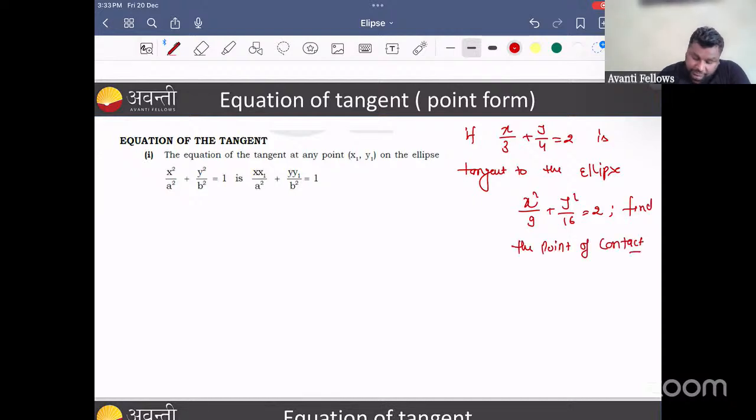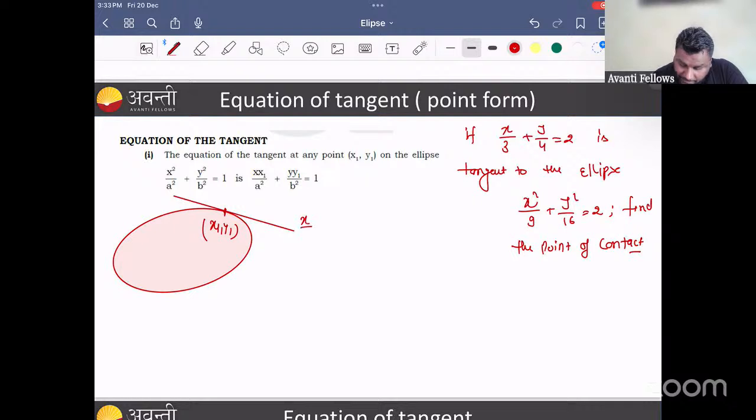So what will you do? See, this is the ellipse. Now on this ellipse, there is a point x1, y1. And at this x1, y1, the tangent is x upon 3 plus y upon 4 equals 2. Got it? So what is the equation of tangent at x1, y1? It is xx1 upon 9 plus yy1 upon 16 equals 2. Now you compare these two.